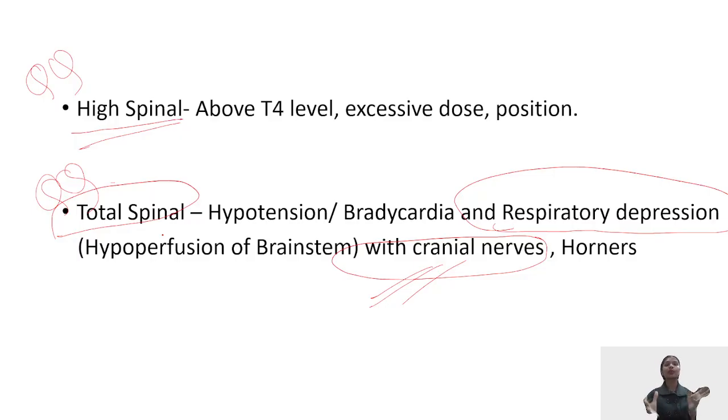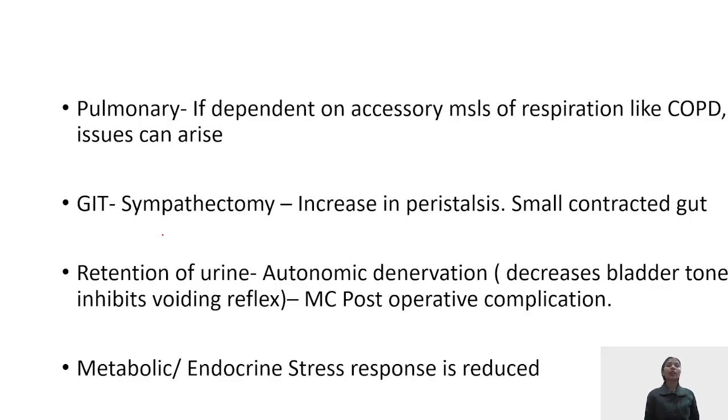This is how the case for the total spinal comes, that a large volume of drug inadvertently has entered your subarachnoid space, and all these symptoms, which are like doom symptoms, hypotension, bradycardia, loss of consciousness, respiratory depression, have come. That is your total spinal. Talking about the respiratory system, not much changes come, but when we have a high spinal, then yes, the accessory muscles, that are your intercostals and your abdominals, get blocked, and at that time the respiration can be compromised, especially in patients of COPD.